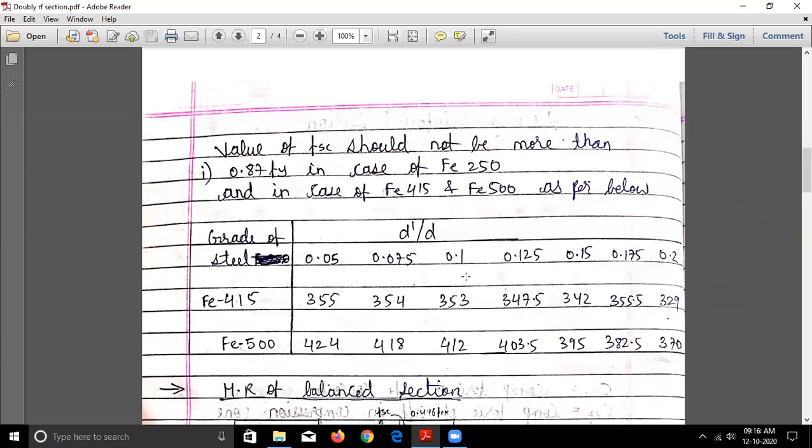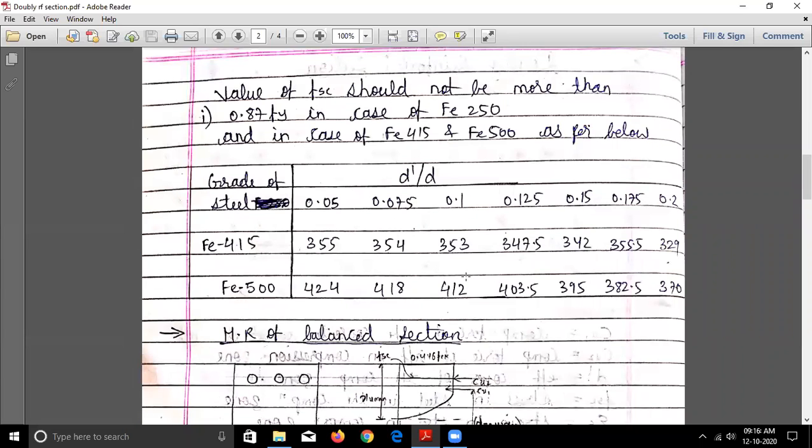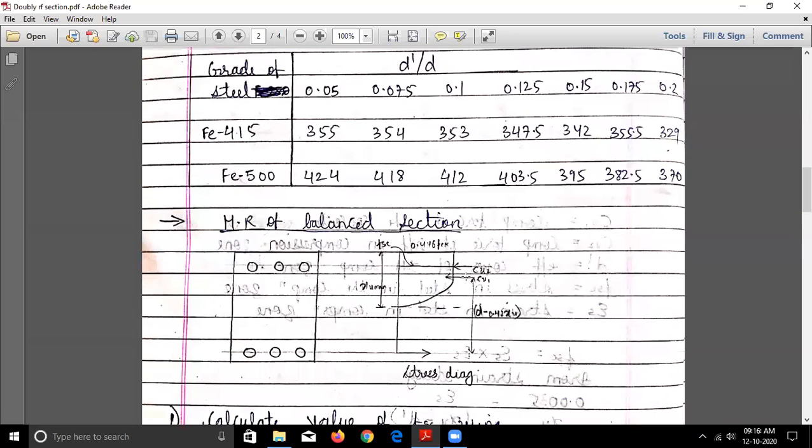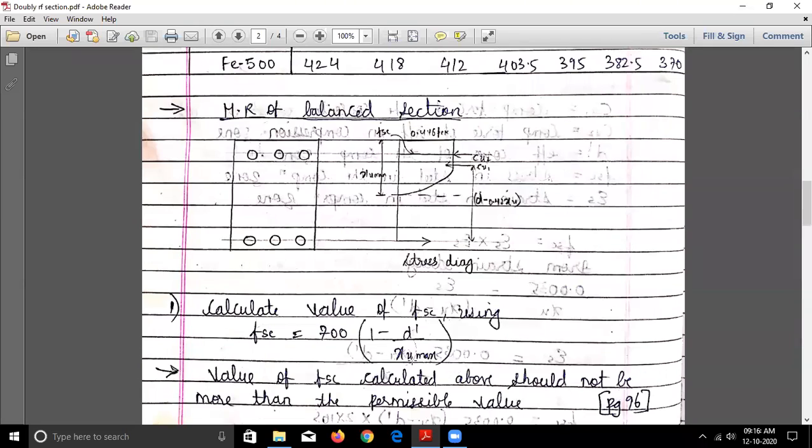So now moving on, what is MR of a balanced section in case of a doubly reinforced section? So this is the MR of a balanced section. This is the stress diagram, Cu1, Cu2, which we have already seen. Let us first calculate the value of FSC. When we are dealing with the balanced section, first we will find out the value of FSC. We know the equation: it is nothing but 700 into 1 minus d dash upon xu. But when you are considering a balanced section, you will have to take xu max.